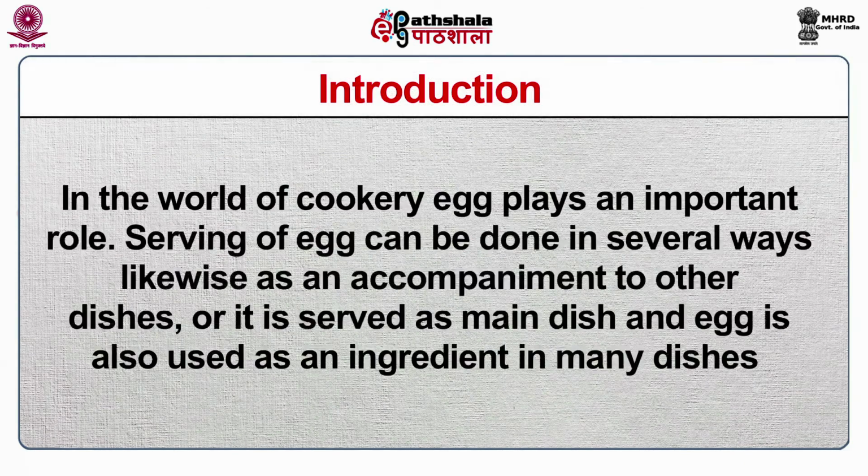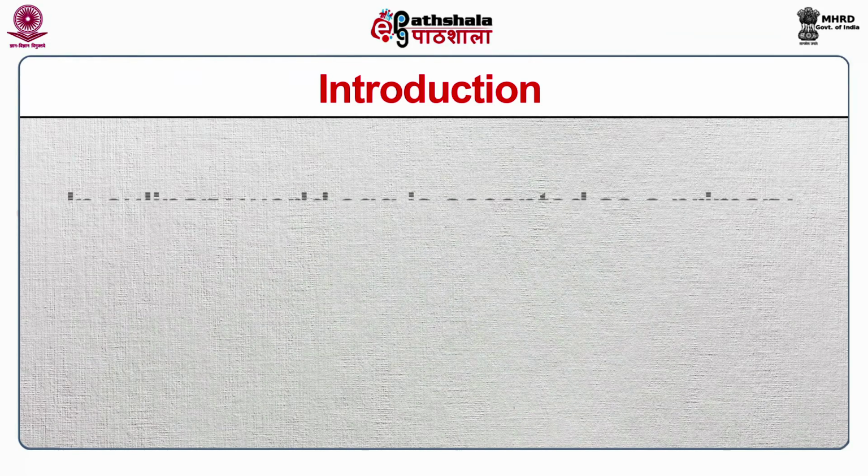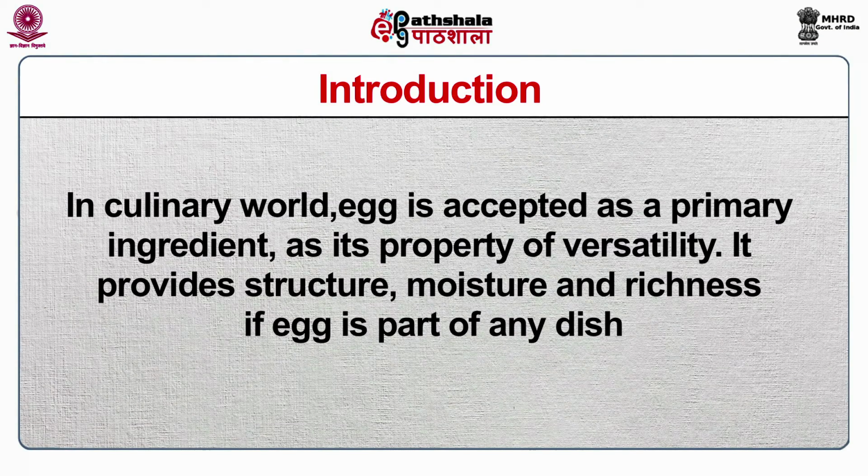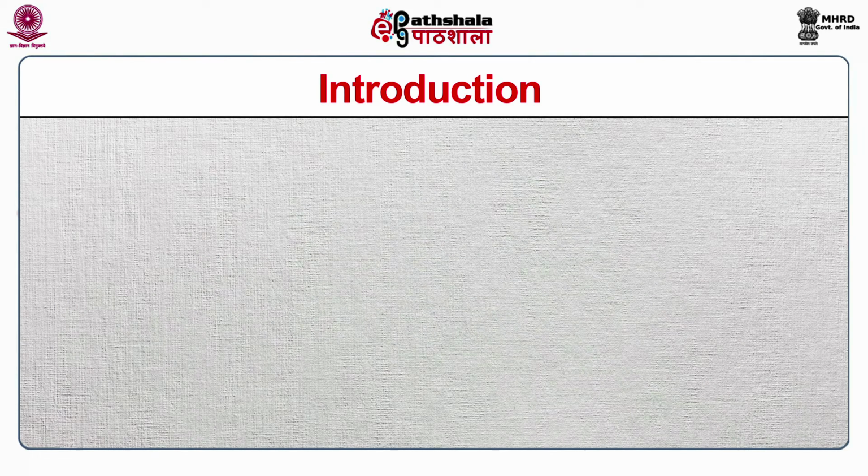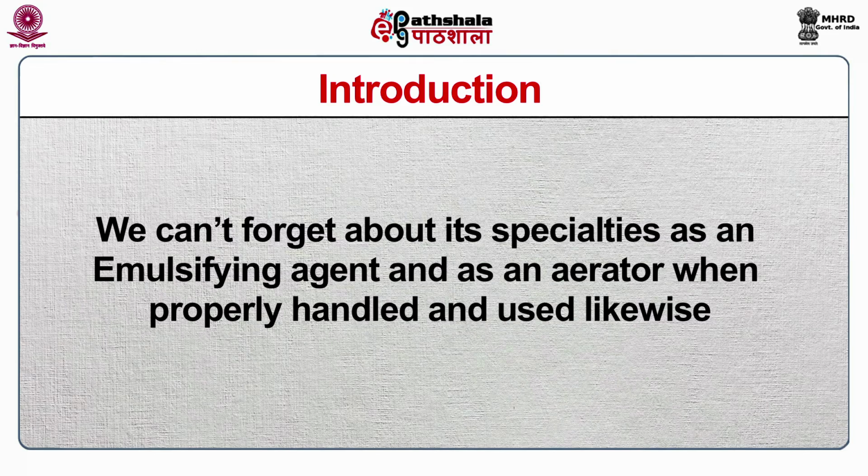In the world of cookery, egg plays an important role. Serving of egg can be done in several ways, likewise as an accompaniment to other dishes, or it is served as a main dish, and egg is also used as an ingredient in many dishes. In the culinary world, egg is accepted as a primary ingredient for its property of versatility. It provides structure, moisture, and richness. If egg is a part of any dish, we can't forget its specialities as an emulsifying agent and as an aerator when properly handled and used.